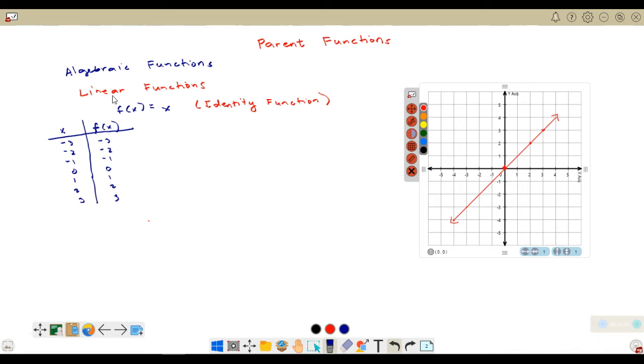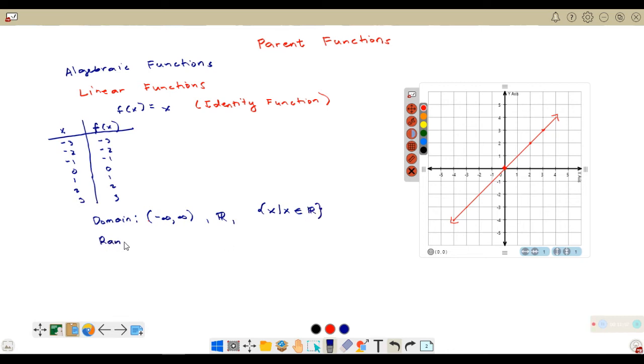Now, let's talk about the characteristics of the identity function. First up, we have the domain. So for the domain, since we don't have any restrictions here, every value in x can be substituted and it will give you the same values in y. So we have here negative infinity to positive infinity, or the set of real numbers, or in set builder notation, x such that x is an element of the set of real numbers.